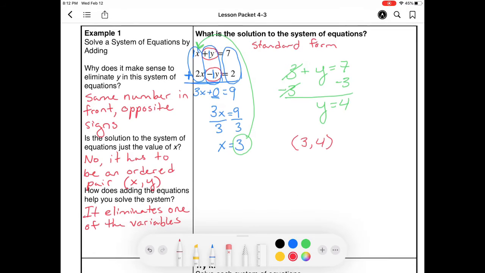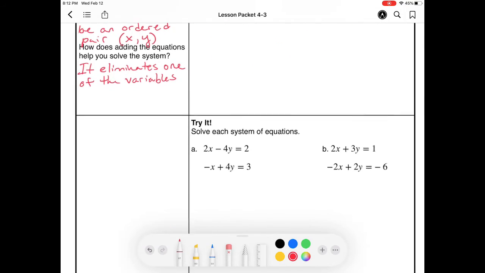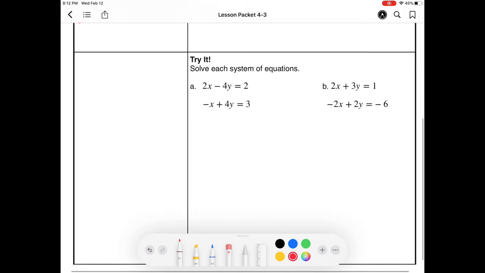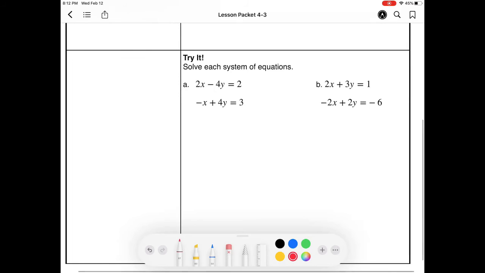Hopefully you copied that down and you're ready to move on to the try it problems. If not, go ahead and rewind and pause the video so you can get those notes copied down. We're going to solve these try it problems together because I gave you a worksheet that'll help you practice, which has 10 problems like these. So I want to just make sure that we really understand how to do this.